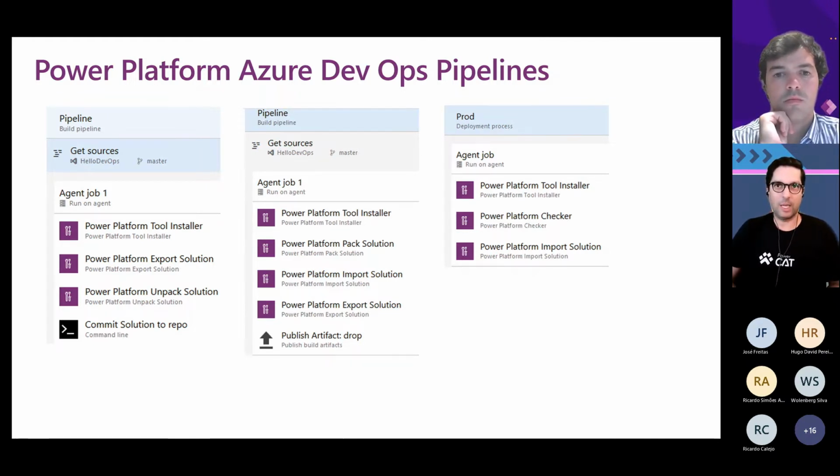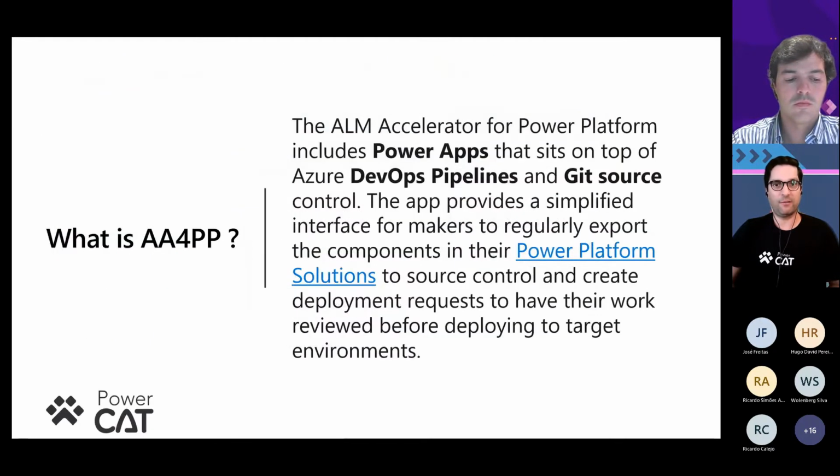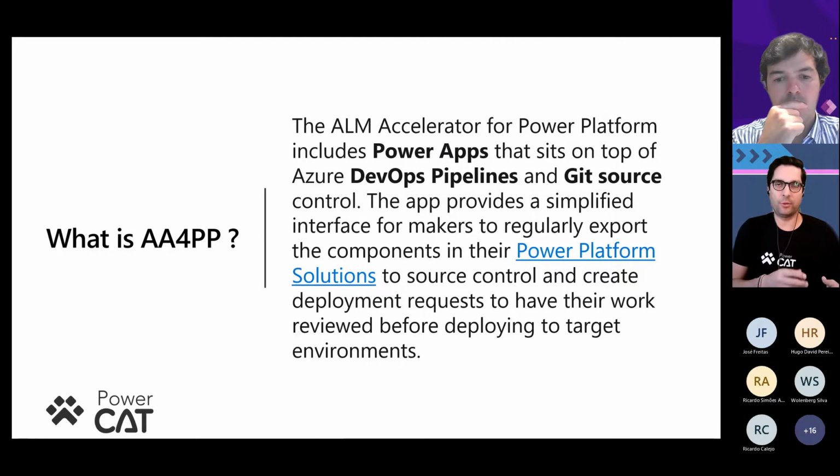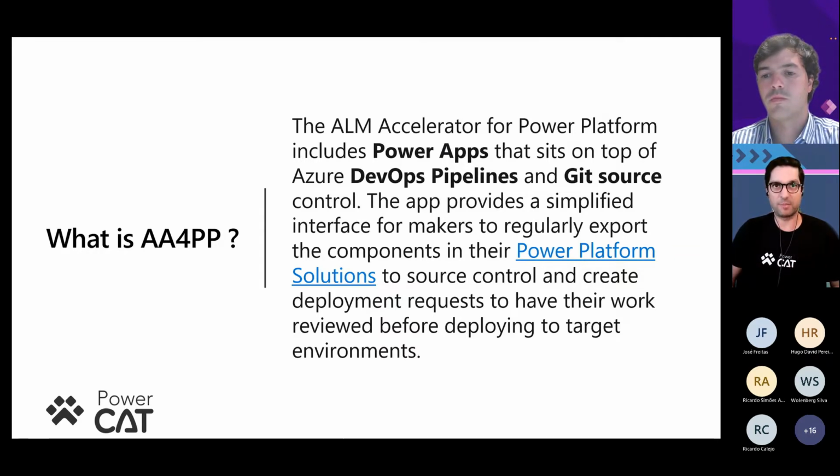What we created with the Accelerator is still on top of Azure DevOps pipelines and GitHub source. So our source of truth is the source that you have in Git. Everything that you do through the Accelerator is going to be sent through some processes to the Git under Azure DevOps, and you will keep the source of your solutions over there.